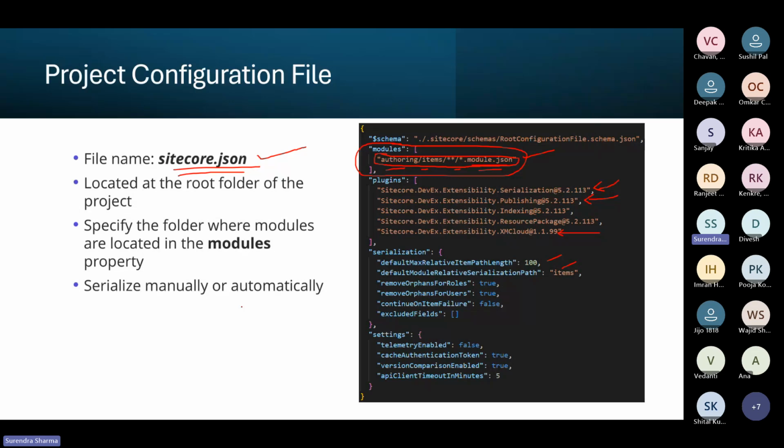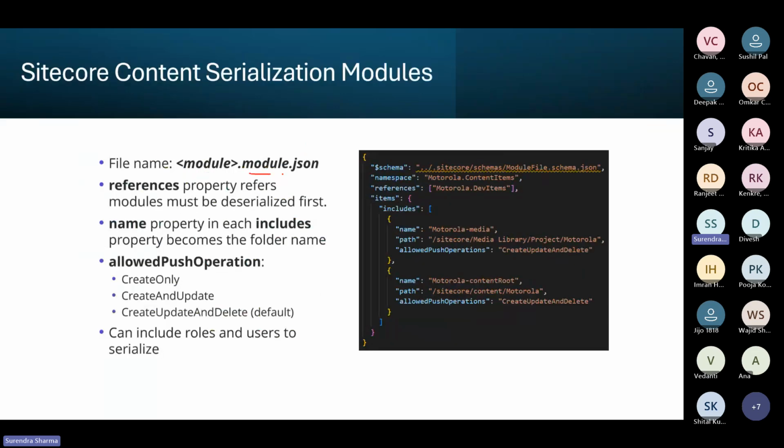Once you have created the sitecore.json file, the next thing to create is the module.json file. This is the structure you have to create for the module.json. Inside it, you specify what you want to serialize. Here you specify the path, for example, that I want to serialize my media library and my content, and what exactly should be done with the items available on this path. Do you need to create, update or delete it at the target location when you push this serialized item onto the XM Cloud? So we have to specify the operation.